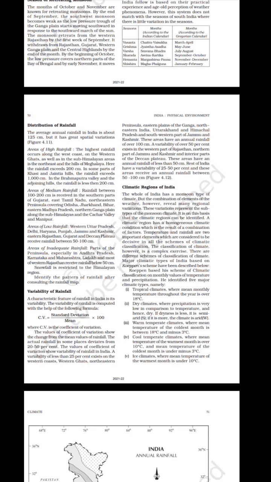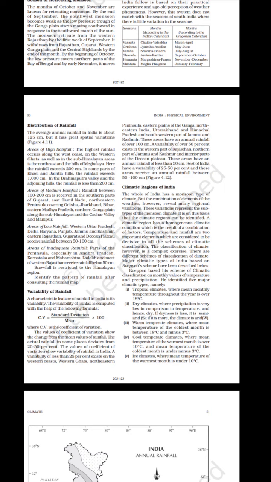A climatic region has a homogeneous climatic condition which is the result of a combination of factors. Temperature and rainfall are two important elements which are considered to be decisive in all the schemes of climatic classification. The classification of climate, however, is a complex exercise. There are different schemes of classification of climate. Major climatic types of India based on Köppen's scheme have been described below.